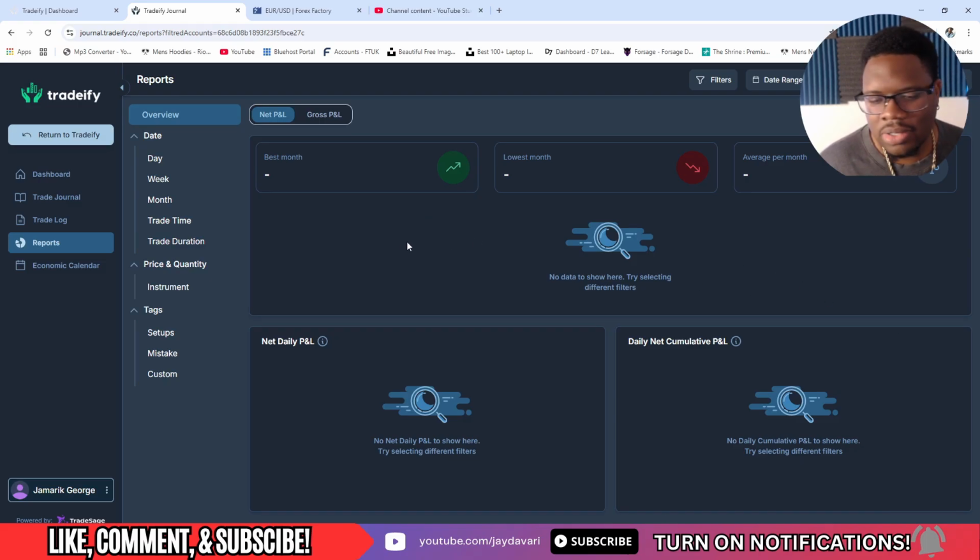Okay, so yeah, you can see a whole bunch of different metrics and everything like trade time, what time you're trading at, the duration, how long do you hold. So that's a lot of data you can take into account.